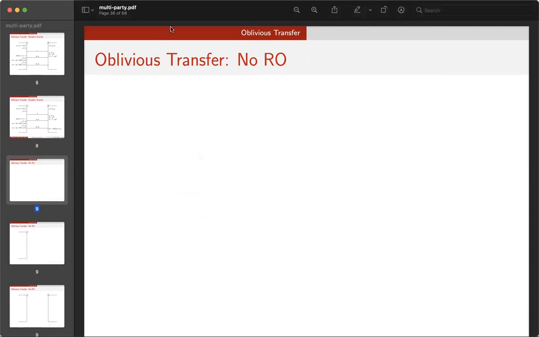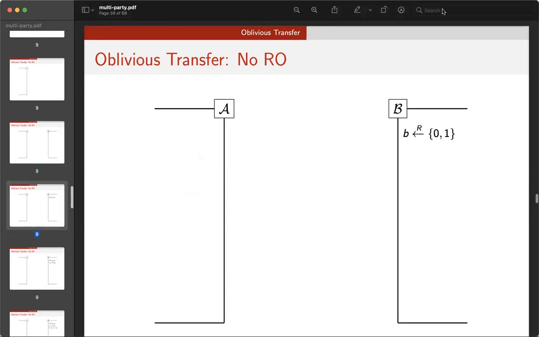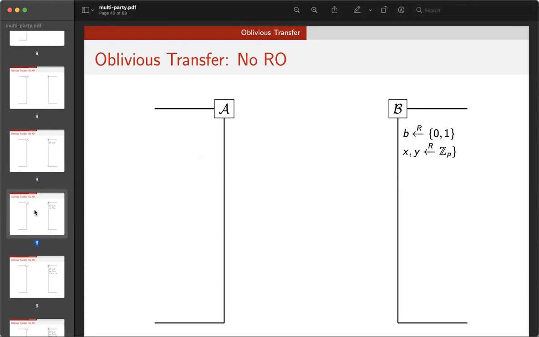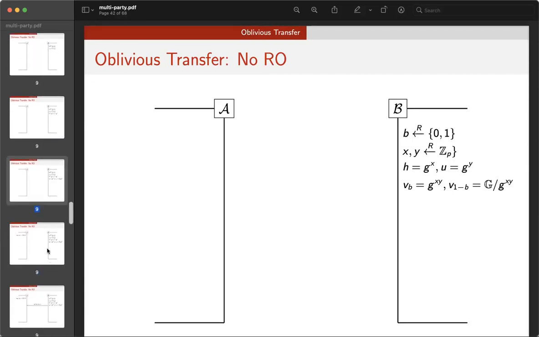So that was using the hash function of the random oracle to do the transfer of knowledge. Let's see what it looks like when we don't use an oracle. We still sample B to determine which one we're going to encode. Then we sample X, Y from ZP. And then H equals G to the X, U equals G to the Y. Remember, these little g's are still generators for big G, our group. Then VB equals G to the XY, and V1 minus B equals big G, the magnitude of the group, divided by G to the XY.